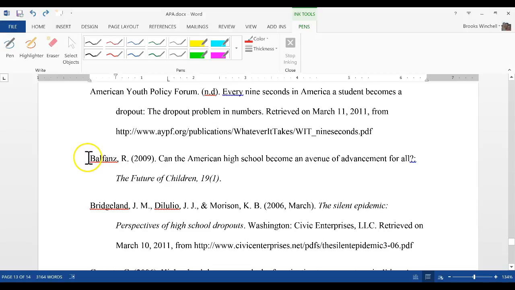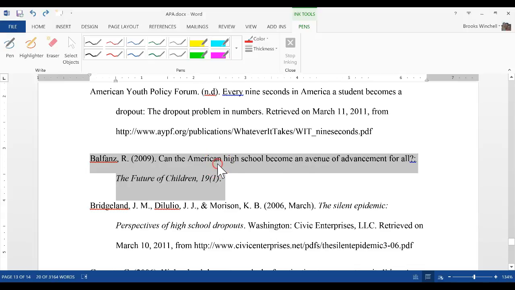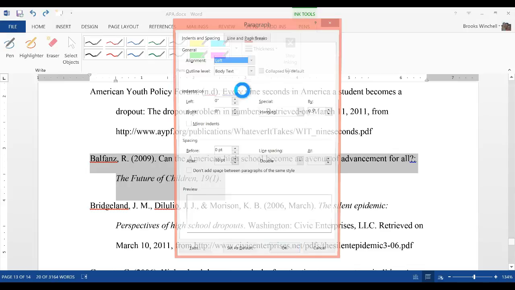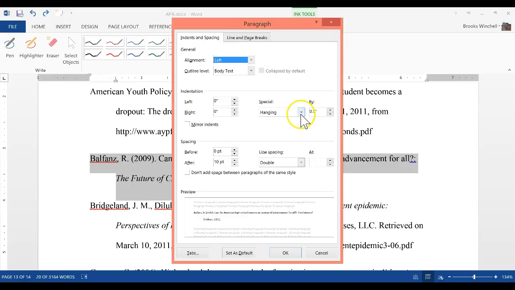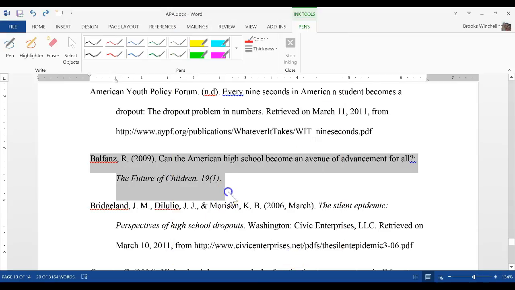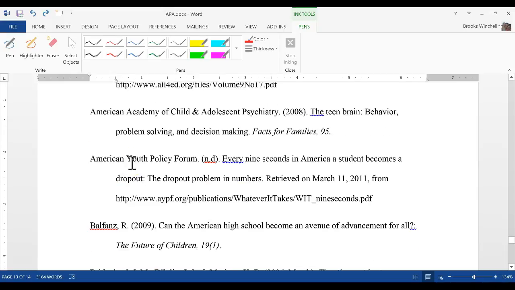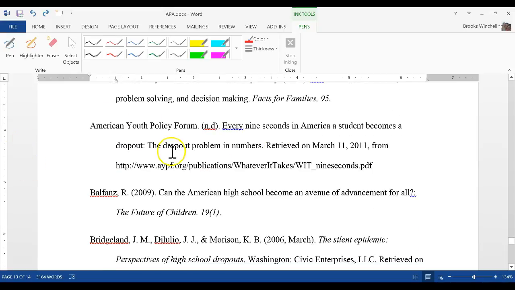The way you get that is you highlight all of your sources once you're done with your references, and then you just right-click on it, and you choose paragraph, and then you choose special, hanging indent. She already has that selected. It usually won't be selected, but you just choose hanging, and it'll automatically do that hanging indent for you. Also notice that her sources are all double spaced. You do want to keep them double spaced with your hanging indent.